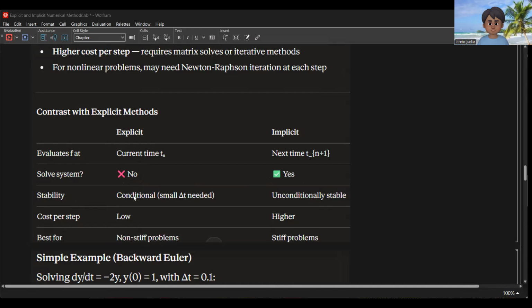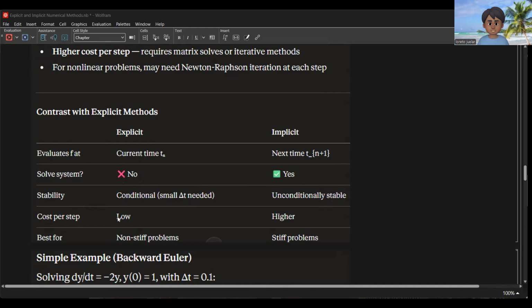Now stability. The explicit method is conditionally stable. A small delta t is needed here. Then the implicit method is unconditionally stable.